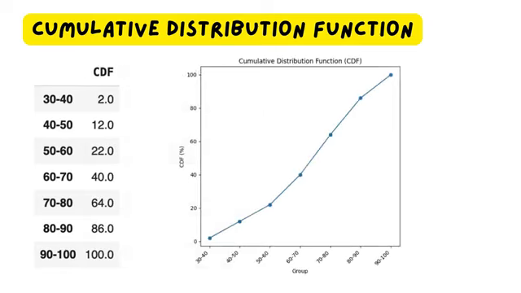If we plot these probabilities on a graph, we get a smooth curve that starts at 0 and gradually rises to 100%. This curve is called the cumulative distribution function, and it tells us the probability that a randomly chosen student scored below a certain mark. The CDF is useful because it helps us answer probability-based questions.